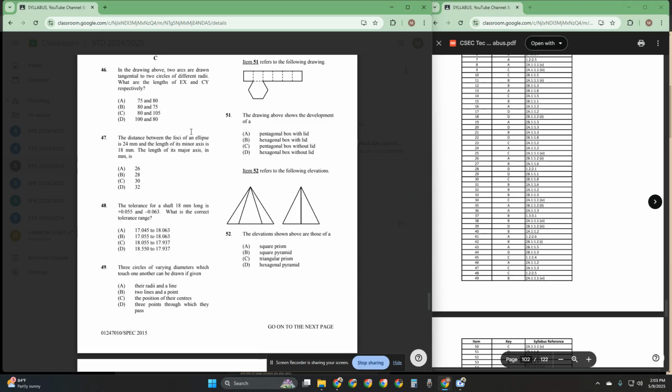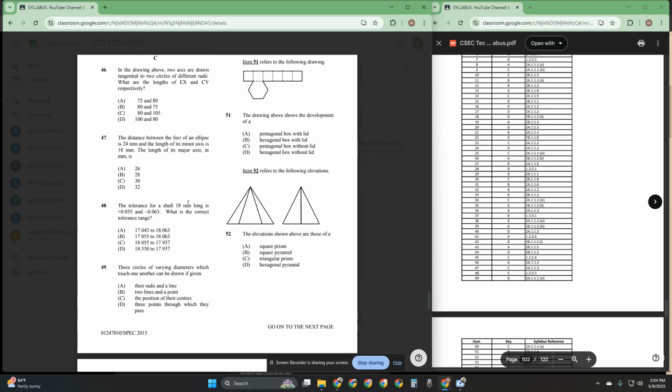47, the distance between the foci of an ellipse is 24 millimeters and the length of its minor axis is 18 millimeters. The length of its major axis in millimeters is 26, 28, 30, or 32. Number 47, the answer is C, 30. I cannot say I agree or disagree, but we'll just trust them. I wasn't able to calculate this.